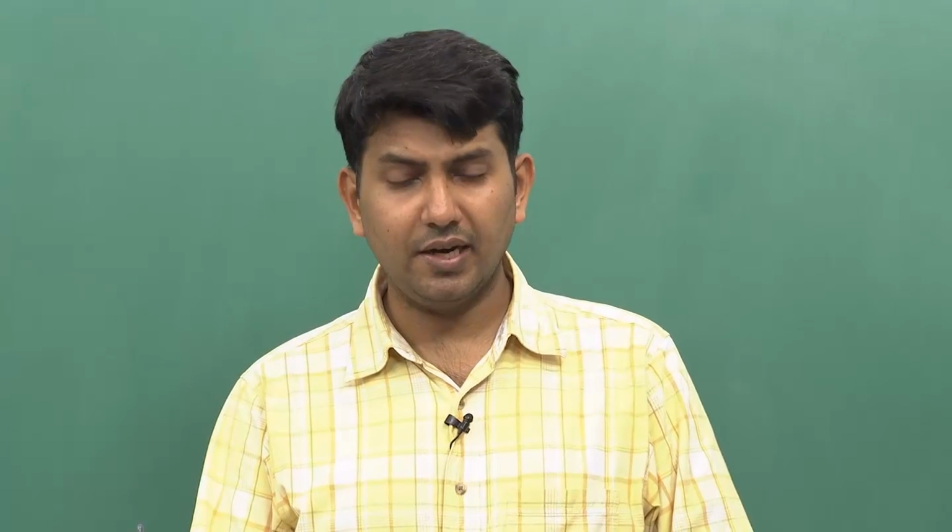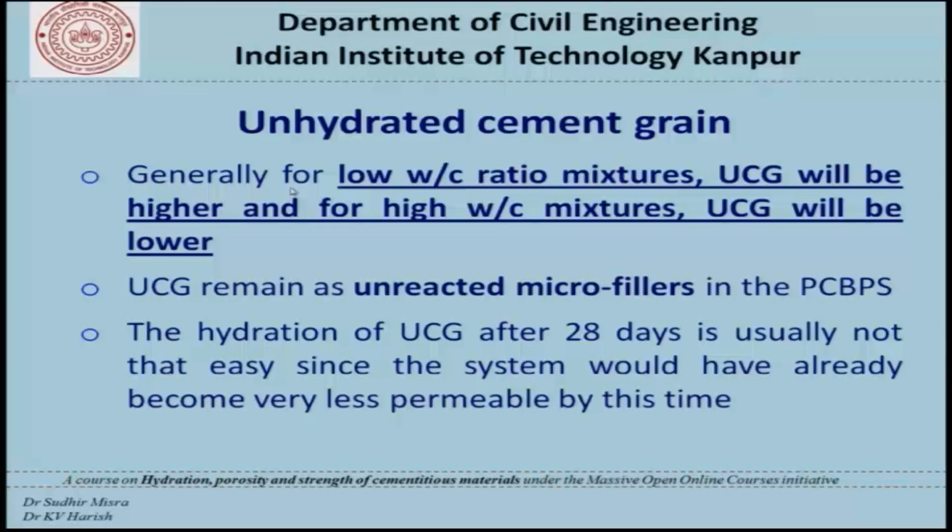We will see more about degree of hydration and other things in the subsequent lectures when we deal with hydration models. Now again, getting back to unhydrated cement grain, generally for very low water cement ratio mixtures, unhydrated cement grain will be higher, and for high water cement ratio mixtures, unhydrated cement grains will be lower. This is very obvious, but very important from the standpoint of understanding. Unhydrated cement grains remain as unreacted microfillers in the system. When unhydrated cement grains are present, and even if they are present in minor quantities, they are still okay and they act as microfillers.